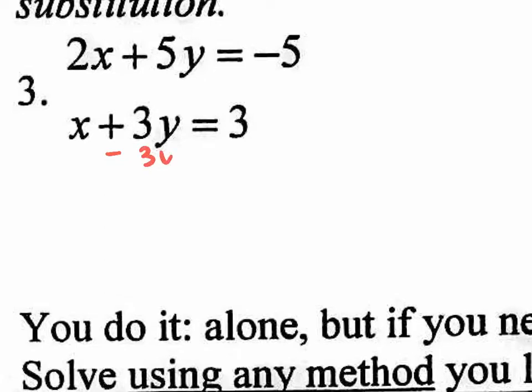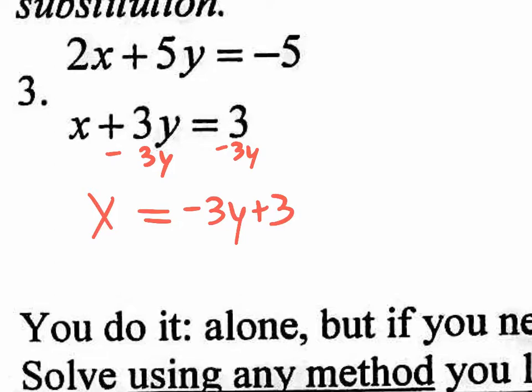I'm going to subtract 3y. Here it is. X equals negative 3y plus 3. That is step 1. Okay, we picked an equation and we got the variable by itself. We solved for a certain variable, x. You could have solved for y, but this was the quickest method, or quickest path. There's many roads to the same place, right? And this is the quickest one, so that's why I picked it.